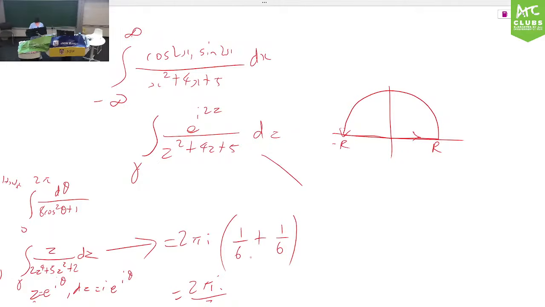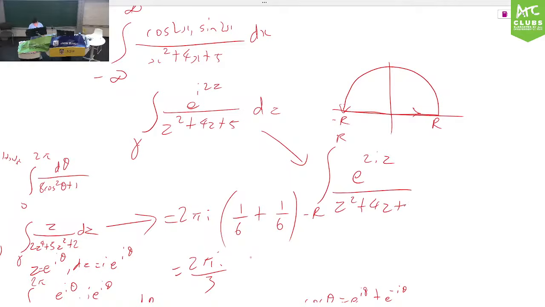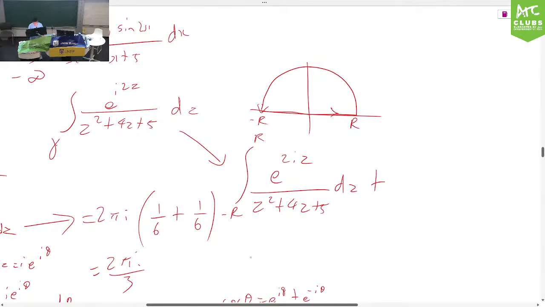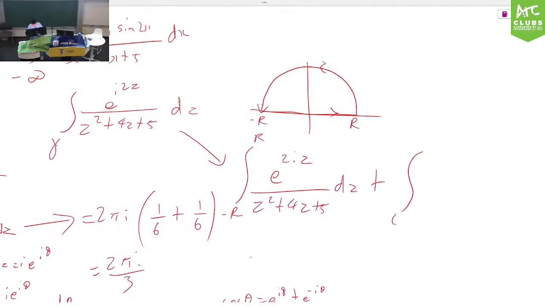So how we're splitting that up is, we get this part here, from minus r to r, which is just the real case we're actually dealing with, the integral of e to the 2iz over z squared plus 4z plus 5, plus this contour, the semicircular arc. Let me call it C_R for the curve, with e to the 2iz.